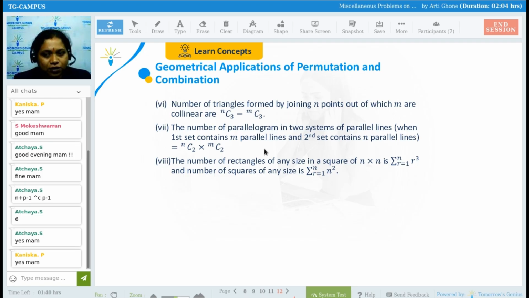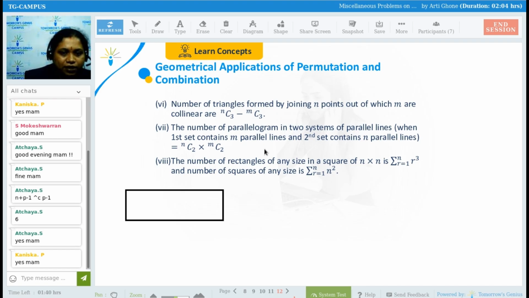The number of rectangles of a square of size n cross n is the summation of r running from 1 to n of r cube, and the number of squares is the summation of r squared. You have this puzzle. Have you done this puzzle at any instance of your life, where some things are given like this and you count the number of rectangles or squares? Directly this kind of thing will be solved with permutation. See how I'm doing it now. What is the application of the last formula? See, the number of rectangles of any square of n cross n.